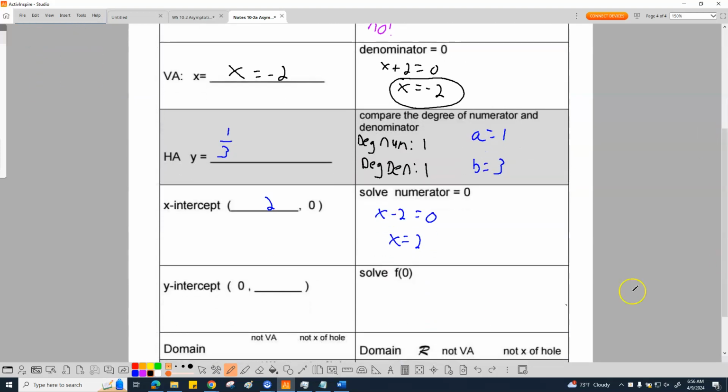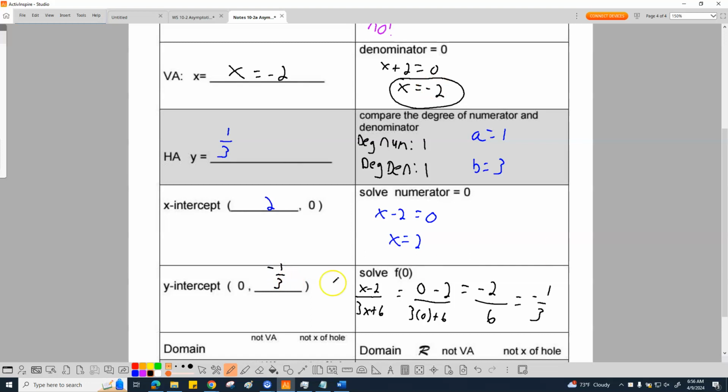So I have an x minus 2 on top, and a 3x plus 6 on the bottom. Now I'm going to plug in 0 everywhere. 0 minus 2 equals negative 2. That's my top part. For 3x plus 6: 3 times 0 plus 6. 3 times 0 is 0, plus 6 is 6, so that gives me negative 2 over 6, which when reduced gives me negative 1/3. So the y-intercept is negative 1/3.